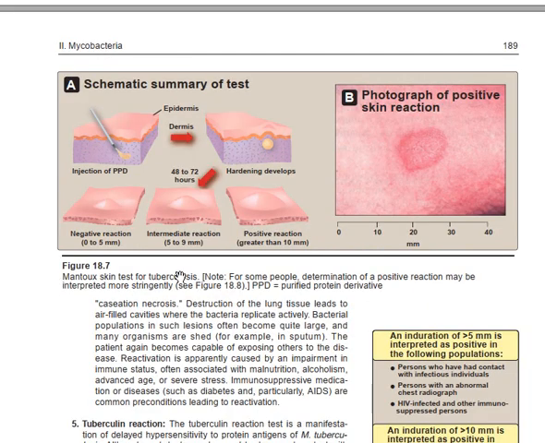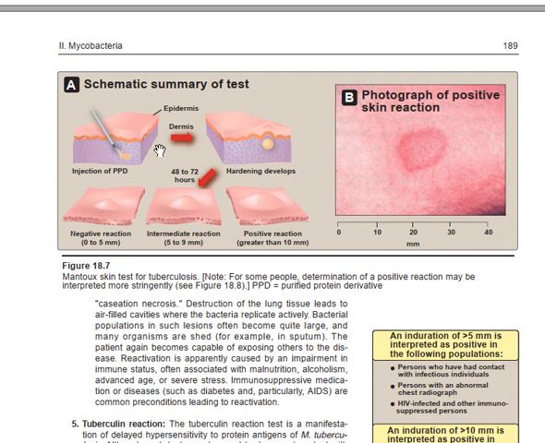Now, this is the Mantle skin test. So how do you do the Mantle skin test? What you do is inject the PPD. The PPD is a purified protein derivative from Mycobacterium tuberculosis. So you inject the PPD, a purified protein derivative of Mycobacterium tuberculosis, at the dermis of the skin. Is it clear? It's intradermal.